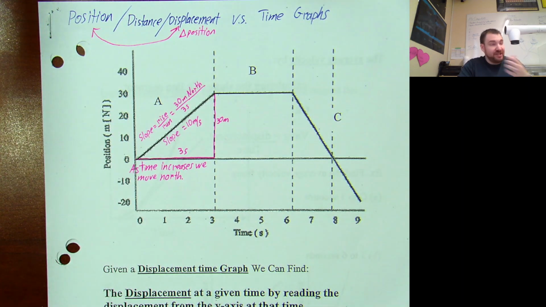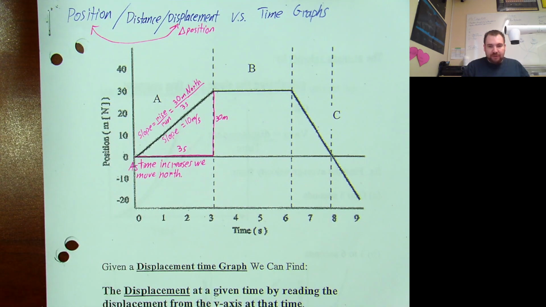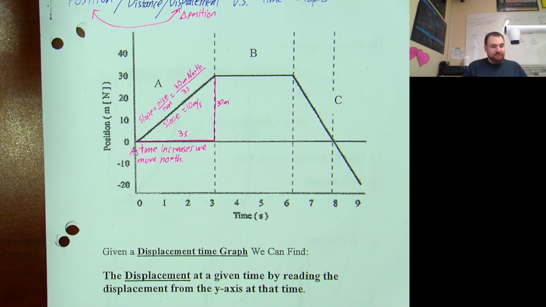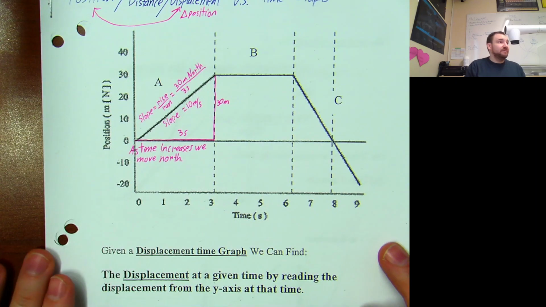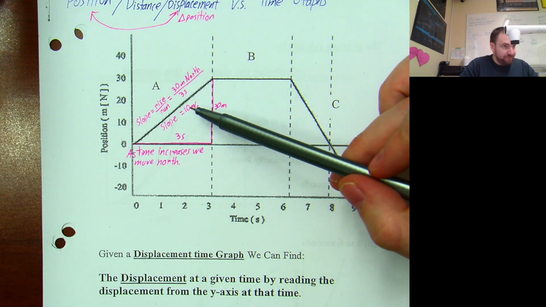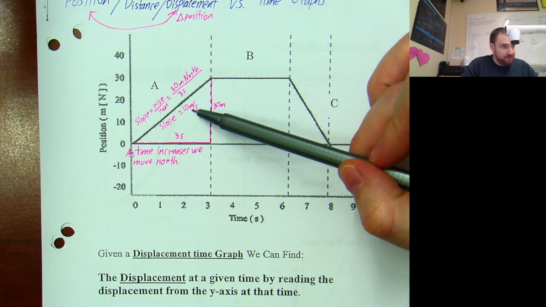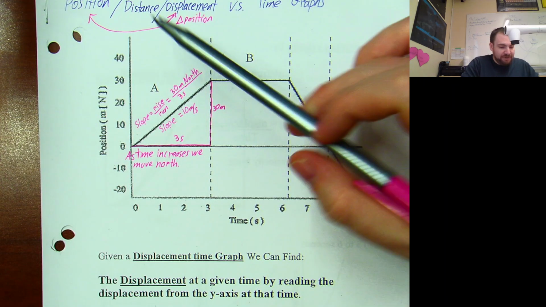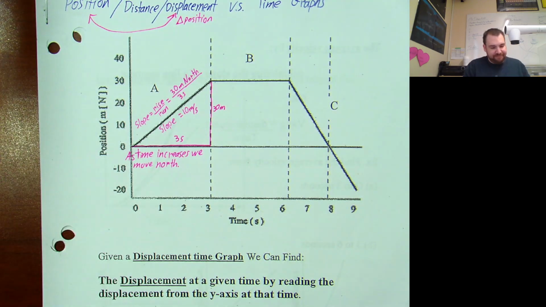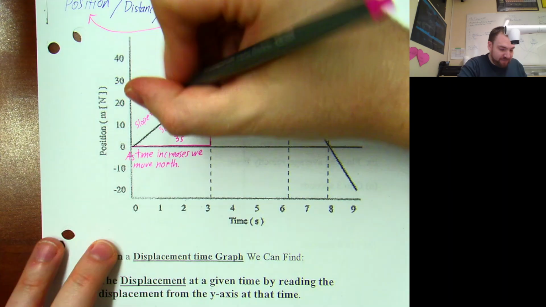So on a position time graph, or a displacement time graph, or a distance time graph, what can we find? What have you just done? What does this represent? On a distance time graph, this would represent speed. On a position or displacement time graph, this represents velocity. That's fun. Which you've already kind of done before.